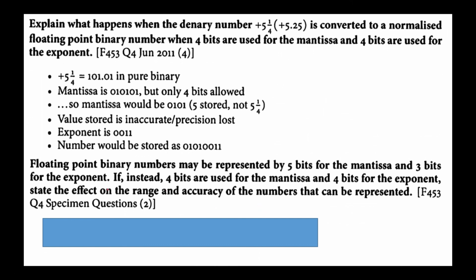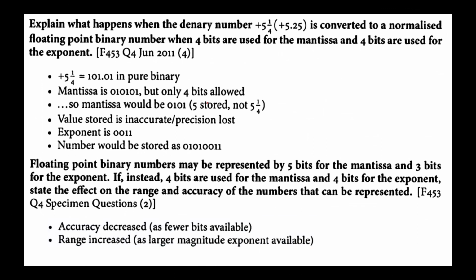Now, state the effect on the range and accuracy of the number that can be represented when 4 bits are used for the mantissa and 4 bits for the exponent. The question above is actually already explaining what it causes. So let's have a look. Accuracy is decreased as fewer bits are available. The range is increased as a larger magnitude exponent is available. So accuracy is lost due to the decrease in size of the mantissa, and the range is increased due to the size of the exponent.